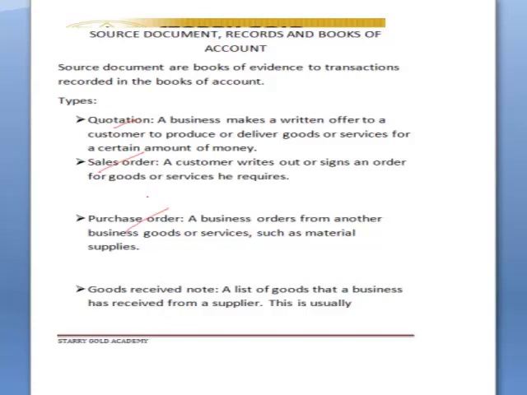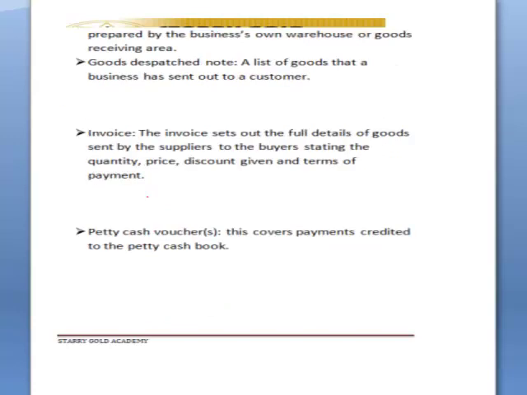So that is what we call a goods received note. And this is usually prepared by the business-owned warehouse or goods receiving area. Then we have what we call goods dispatch note, a list of goods that a business has sent out to customers.